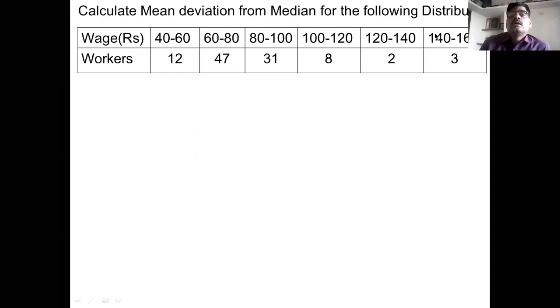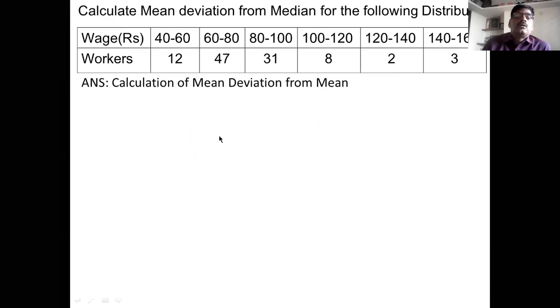Next, you see the next example. Calculate mean deviation from median for the following data. They ask to calculate mean deviation from median. First, I'll calculate.